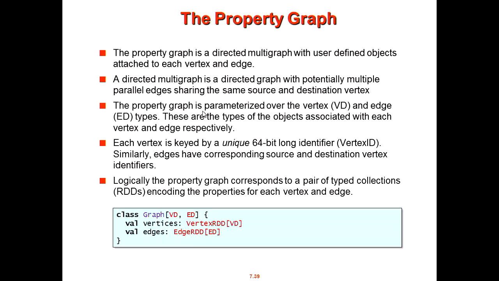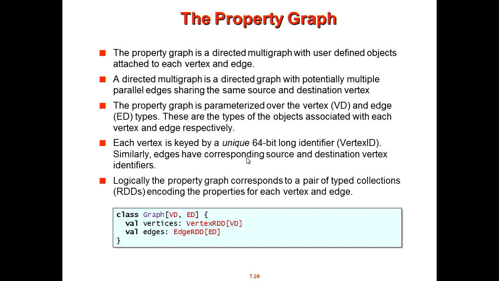And it is parameterized over the vertex (VD) and edge (ED) types. These are the types of the objects associated with each vertex and edge respectively. So you need to give the vertex type and also the edge type. Each vertex is keyed by a unique 64-bit long identifier. It is already large enough to represent the graphs. Normally, it's not possible to exceed this value. It's a very, very large value. I never see a graph with so many nodes.